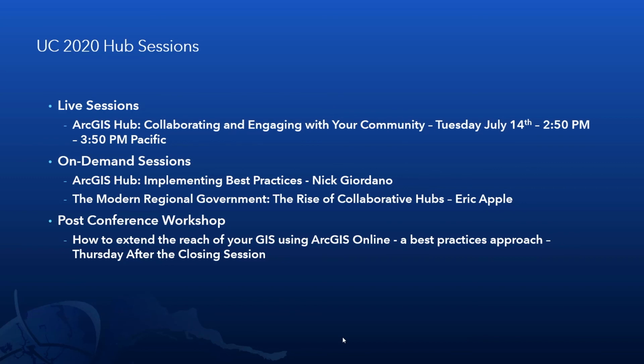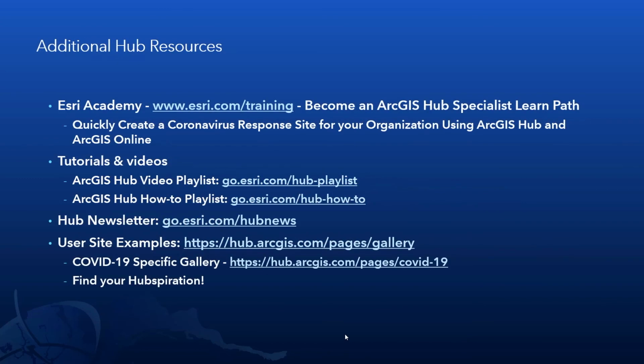Additionally, there are Hub resources that are out there and available to you through the Esri Academy and the Esri Training website. There's a learn path specifically on becoming a Hub specialist. There are about 9 or 10 elements that are part of that learn path, including a specific video that's about 40 minutes on quickly creating a coronavirus response site for your organization, walking you through soup to nuts on how to put that together.